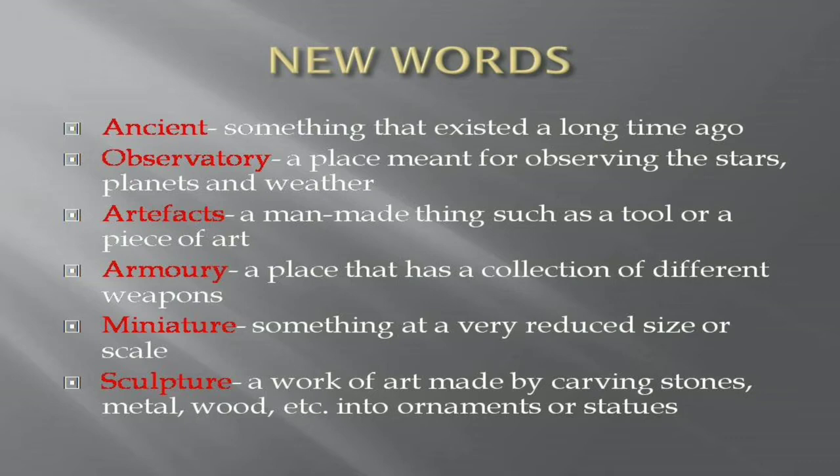The third new word is artifacts. A man-made thing such as a tool or a piece of art. The next new word is armory. It is a place which has a collection of different weapons. The next new word is miniature. Miniature is nothing but something at a very reduced size, or scale, which is at very small size. Sculpture. A work of art made by carving stones, metal, wood into ornaments or statues.